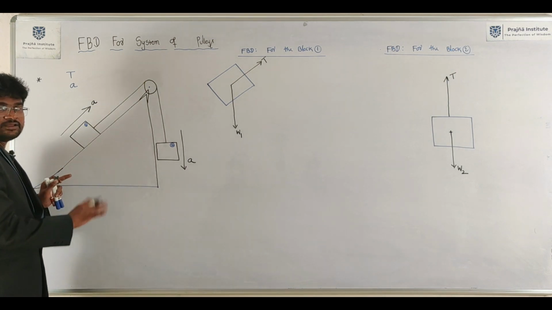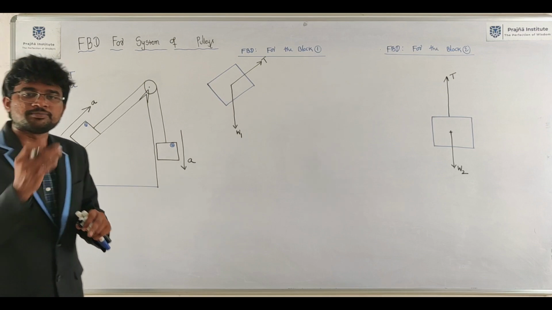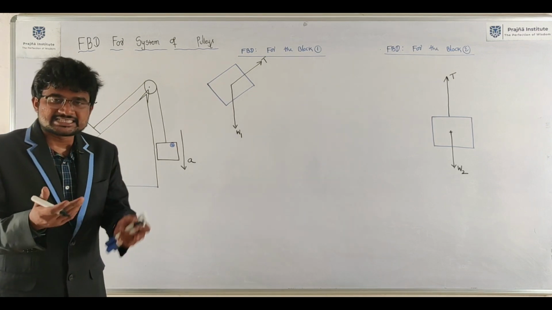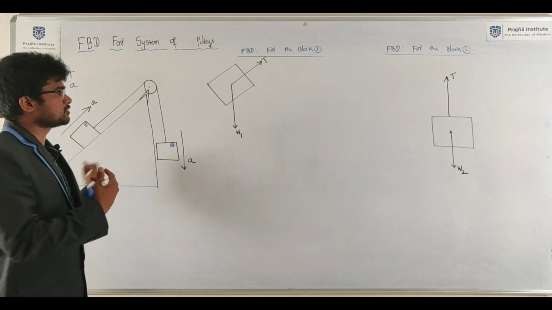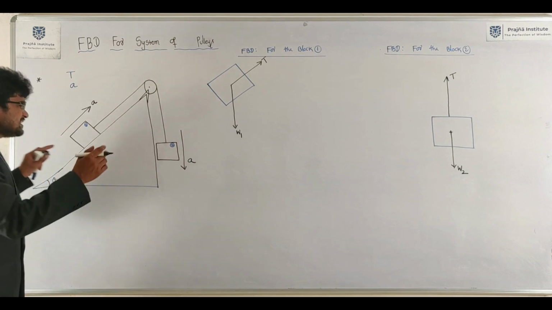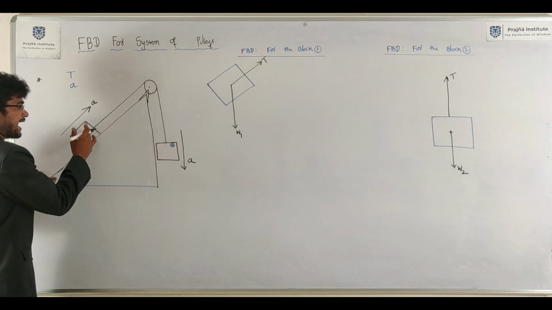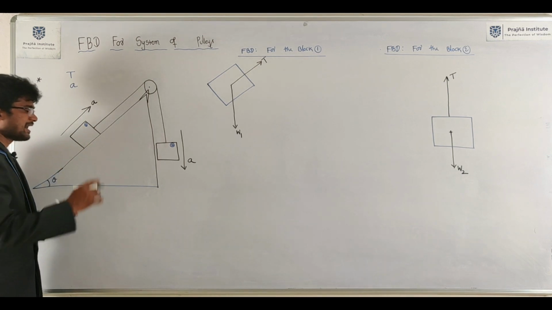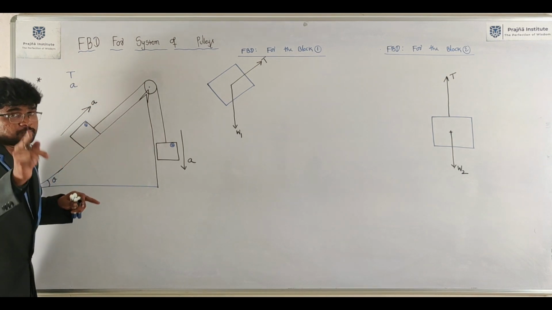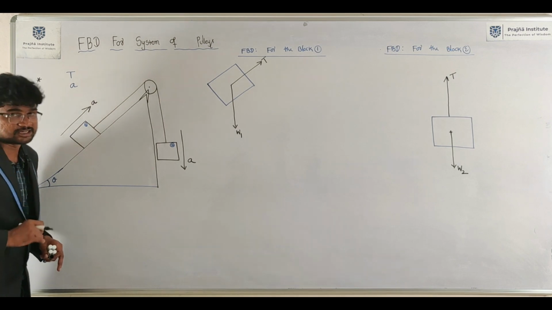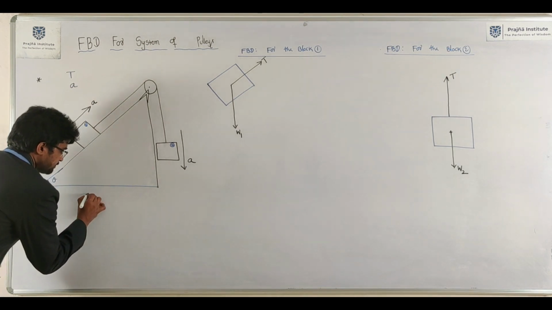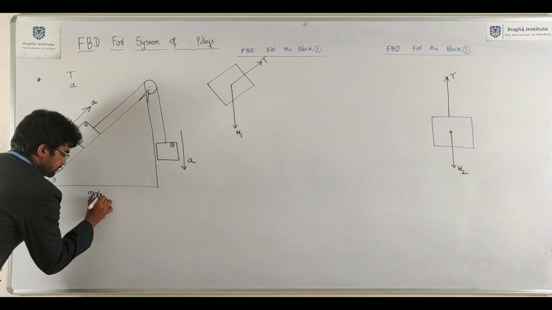Assume one direction. If you get a positive value, our assumed direction is correct. If you get negative, we need to change the direction. Here you can't decide the direction by seeing the magnitude of weights, because the direction of motion of the block will definitely depend on theta also.